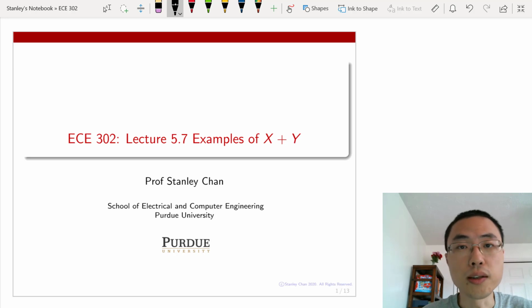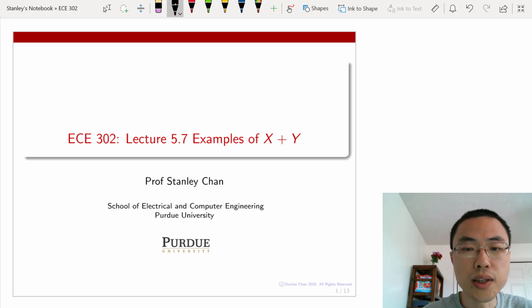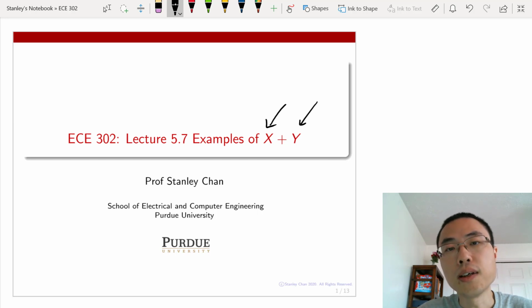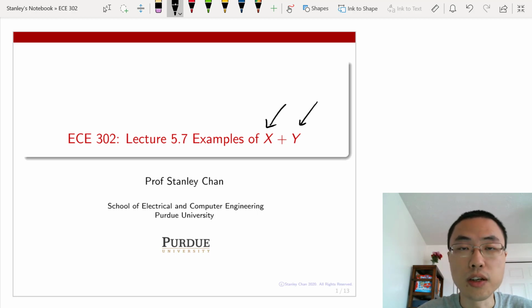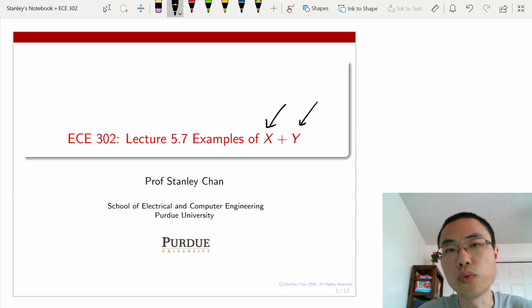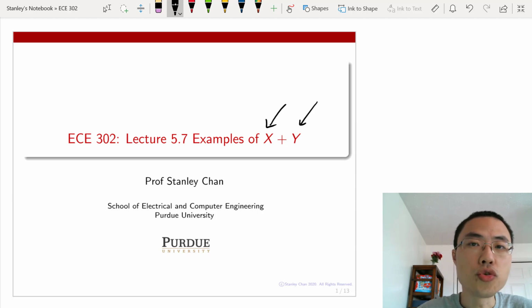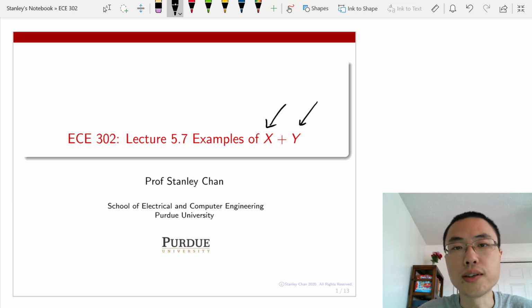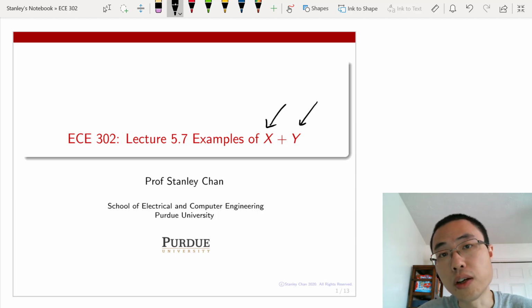I'm Professor Stanley Chan. If you recall from the last lecture, we talked about how to sum a pair of random variables. That is, given a random variable X and a random variable Y, we know their individual PDFs, and we want to find the PDF of a new random variable Z, which is defined as X plus Y. Last time we introduced the basic principle, which is that the sum of these two random variables, when you look at the PDF, becomes the convolution of the two PDFs.